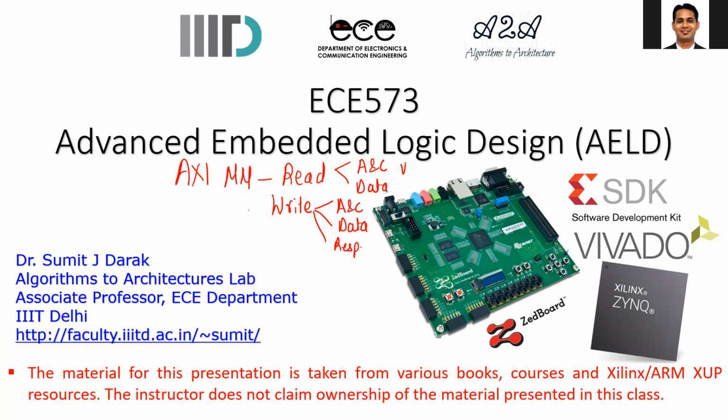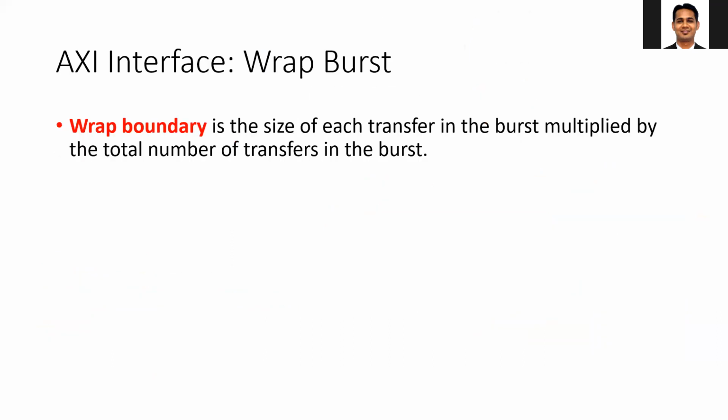We mainly discussed the valid, ready, then information signals. Then we discussed the last signal, and the AX size signal, AX ID signal, the AX length signal, and we also discussed the burst types, which are increment, fixed, and wrap. In the last video, we discussed the increment type of burst, INCR. And in today's lecture, we will discuss the wrap burst.